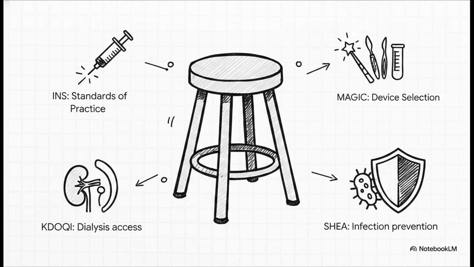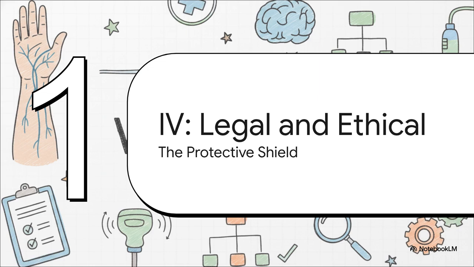Evidence-based practice is basically a three-legged stool. You need the best evidence, your clinical expertise, and the patient's values all working together. And finally, we hit Domain IV, legal and ethical. These frameworks are the ultimate shield for both your patients and your own professional longevity.